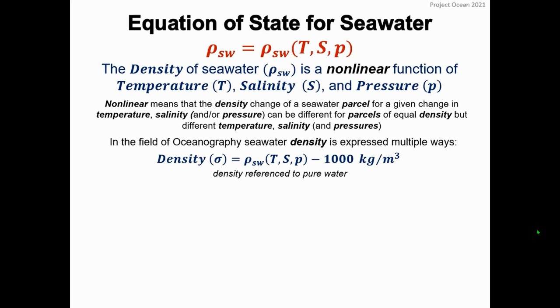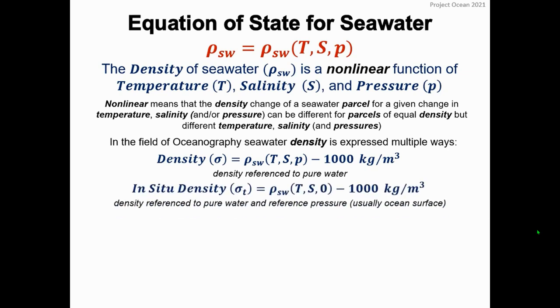Now, oceanographers usually reference this to the density of pure water, which is 1,000 kilograms per meter cubed. So for example, at a seawater density of 1,025 kilograms per meter cubed, density would be expressed as 1,025 minus 1,000 kilograms per meter cubed equals 25 kilograms per meter cubed. It's just a shorthand way for oceanographers to express density.